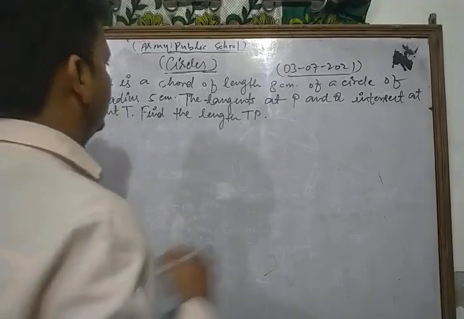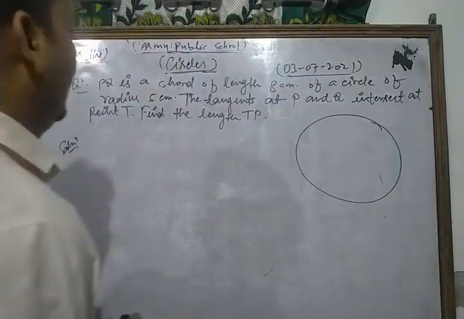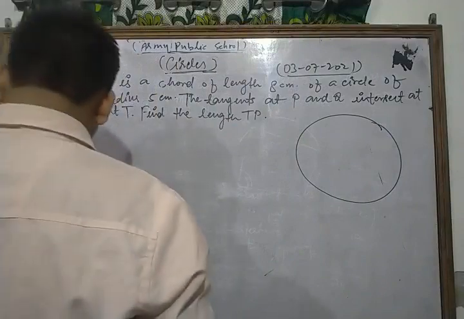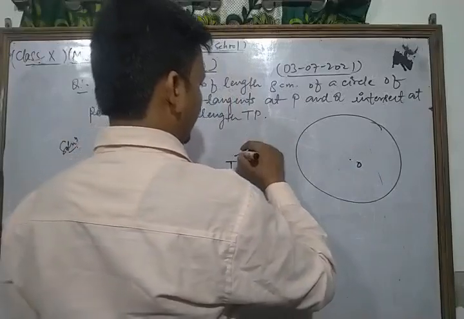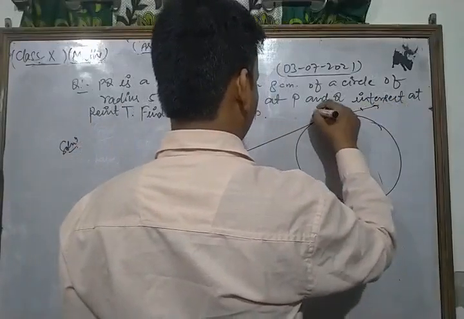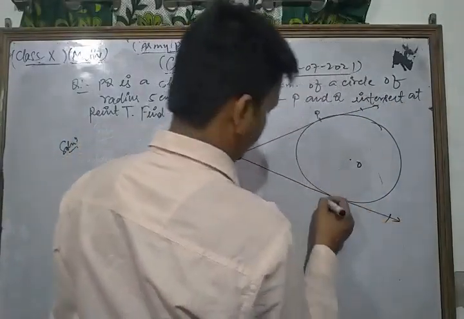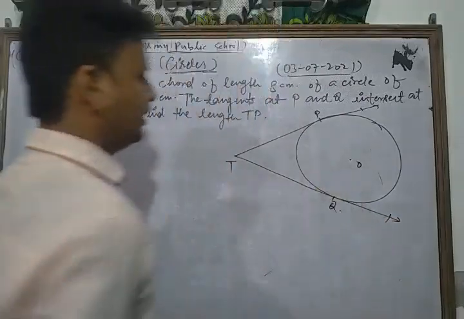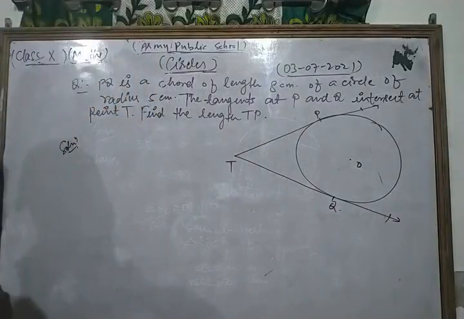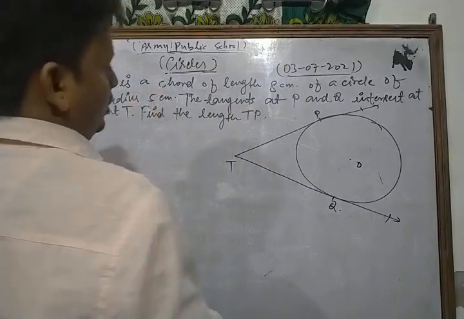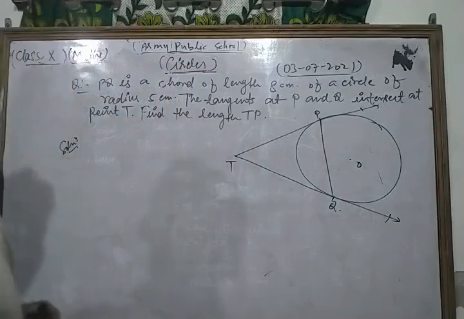Okay, and your figure is, let's see, this is a circle and the tangents at P and Q meet at T. There are two tangents from an external point T, and let O be the center of the circle. These are TP and TQ respectively, from an external point T. And PQ is a chord of the circle, meaning we join PQ. This is a chord of the circle of length 8 centimeter.